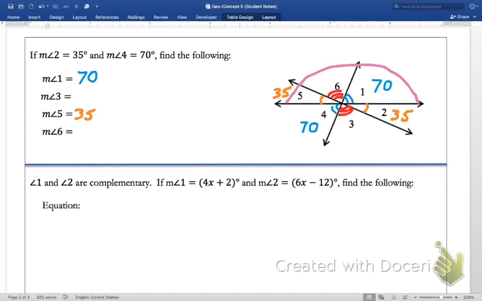So angle 6 is going to have to be 75 degrees, meaning angle 3 is 75 degrees, because that would make things add up to 180, angle 5, 6, and 1, and actually all 6 angles put together add up to 360, which is the number of degrees in a circle. So I can go and fill in my chart.